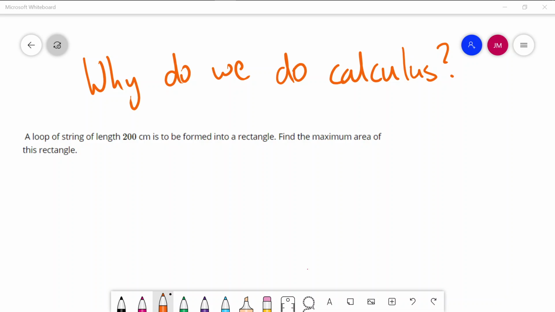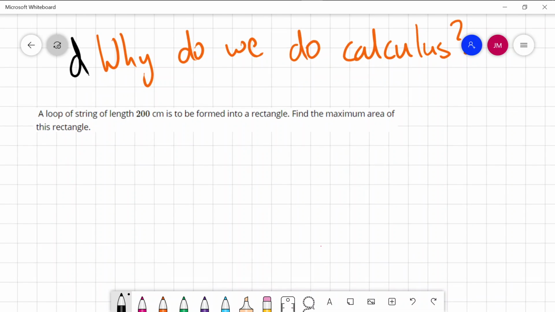Hello again. In this lesson I'm going to be looking at some practical applications, or trying to answer the question, why do we do calculus? Or as I like to say, why do we do calculus? So, let's have a look at some practical applications of using derivatives.